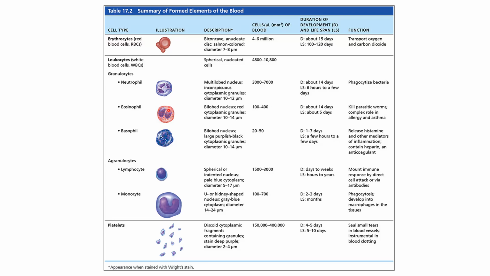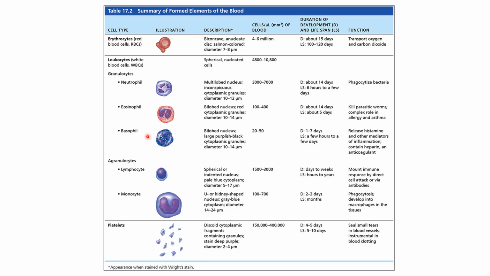See, one lobe and two lobes. So eosinophil has a bilobed nucleus, and size is almost the same as that of the neutrophil, 10 to 14. And what is the primary function of eosinophil? It kills parasitic worms. Okay, and it also plays a very important role in allergies and asthma. So with eosinophil, just remember parasites and allergies.